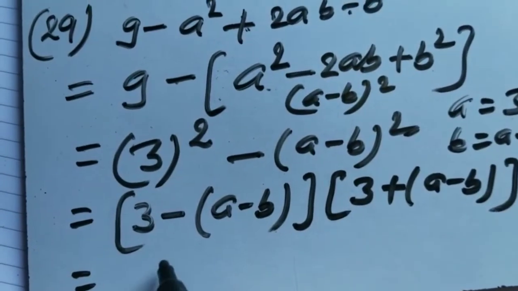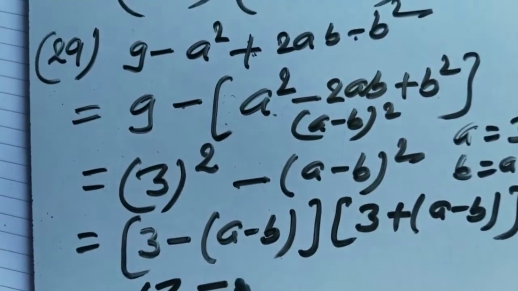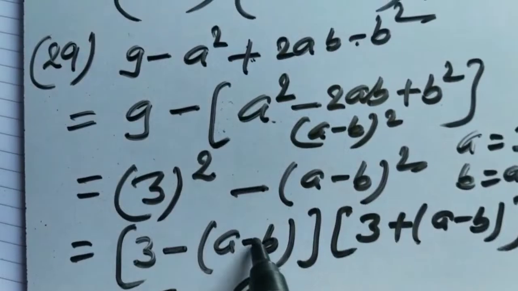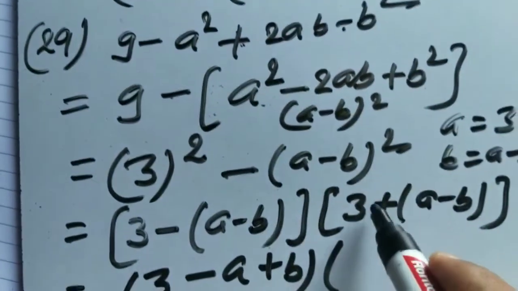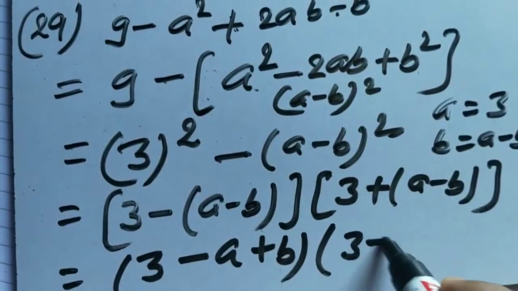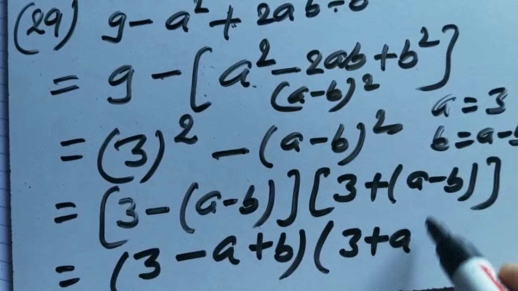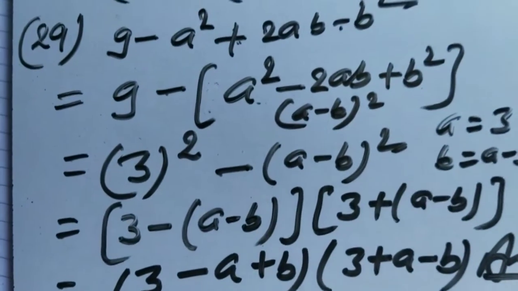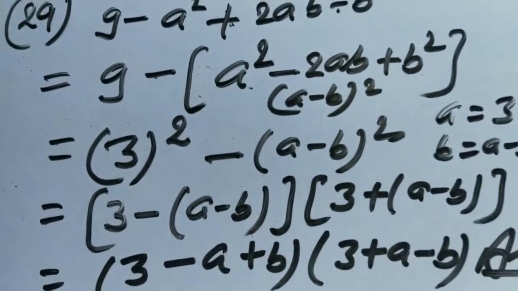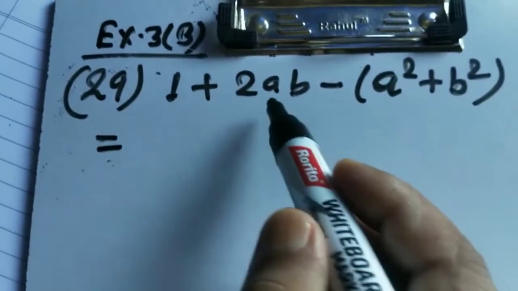Now remove the bracket. So it will be 3 minus plus a will be minus a, and minus minus b will be plus b. And this will become 3 plus a plus plus will be plus a, and plus minus will be minus b. This is your factorization for question number 27.